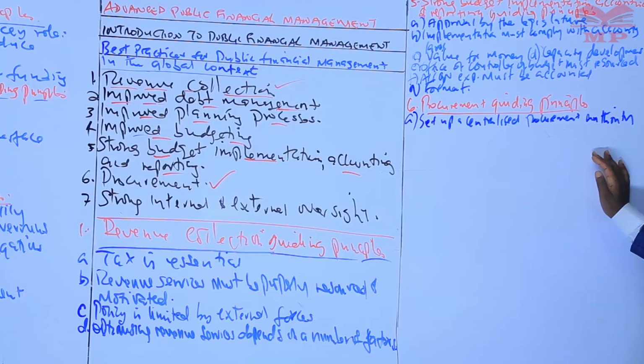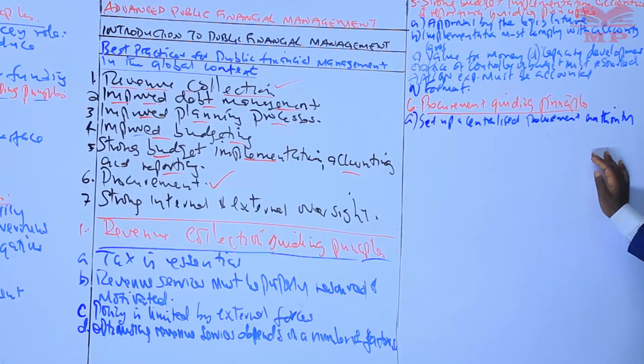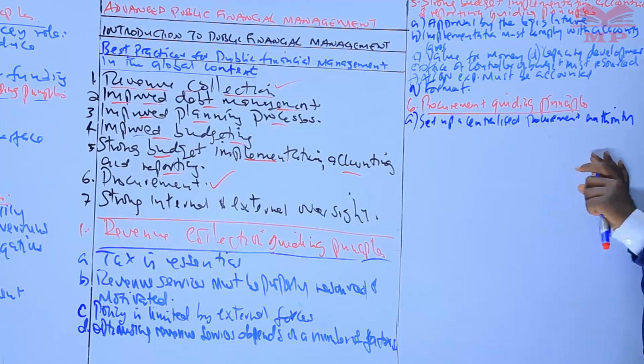And candidates, procurement decisions based on the rules should be decentralized to bodies like the line ministries, the bodies that are responsible for funding, procurement, and so on.